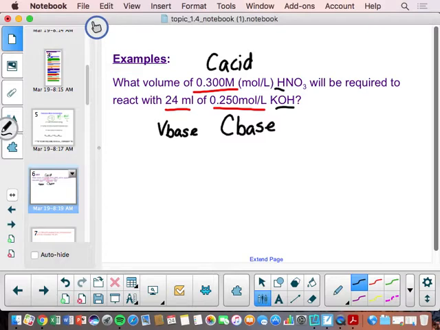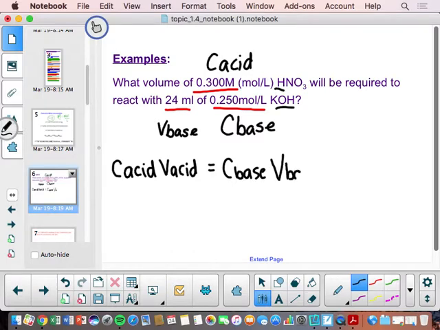So let's write out the formula. C acid, V acid is equal to C base, V base.